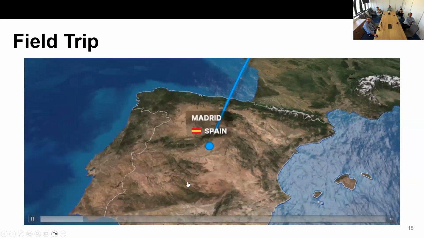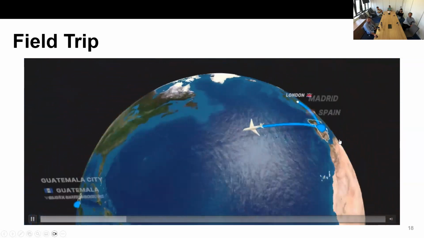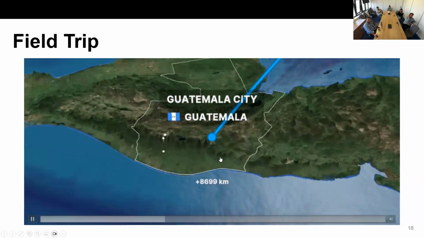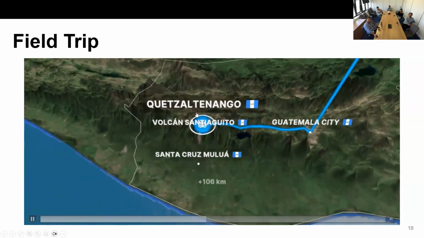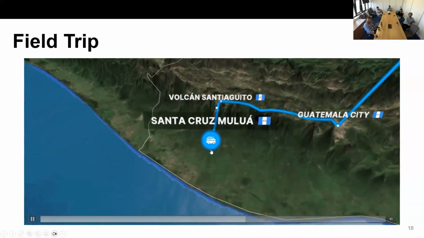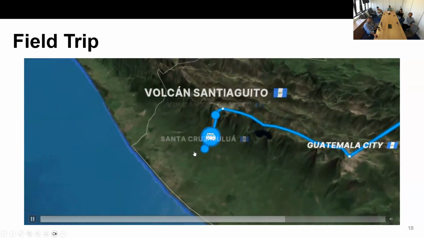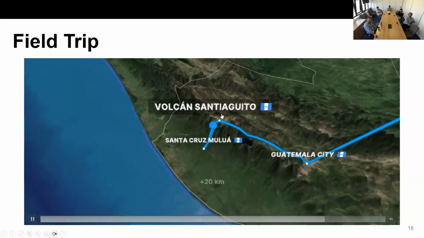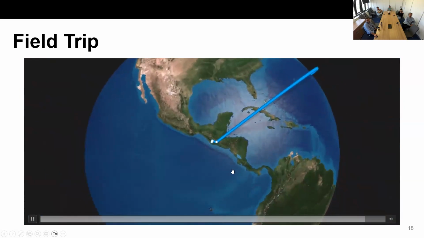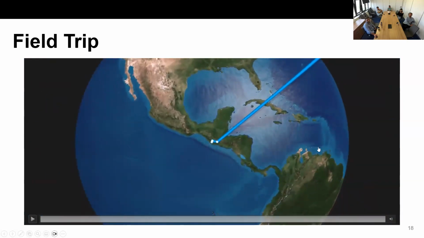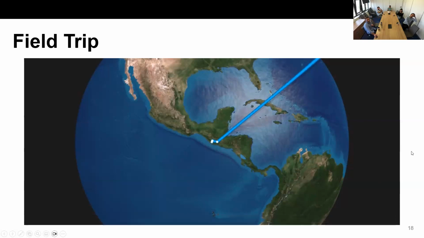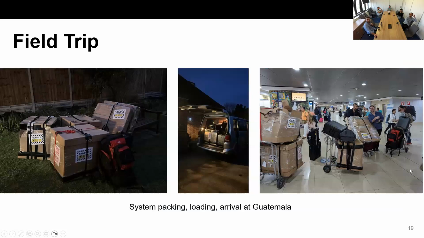And the first field trip, this is the first trip from London to Madrid, and Madrid to Guatemala City, and another small city called Quetzaltenango. And as you see, we made a huge U-turn to somewhere quite close to Santiago. The reason is that although the volcano is quite close to the city, there's no way to go there. So we made almost 100 kilometers, a big U-turn with SUV cars.